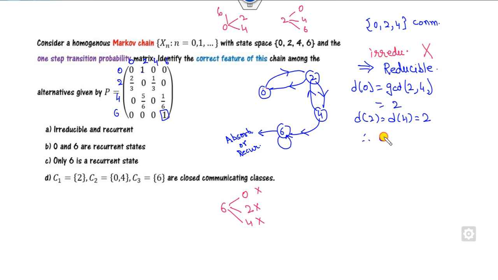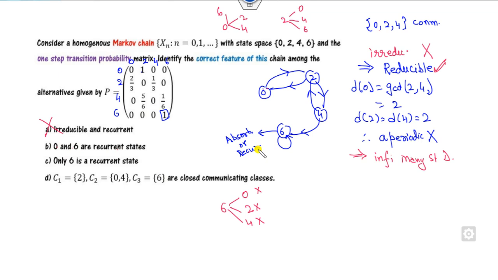So what is the meaning of that? Is it aperiodic? What is the period? It must be 1. So it is not aperiodic. Once it is irreducible, what is the meaning of that? It has infinitely many stationary distributions. So now look at that. It is irreducible, cancel. 0 and 6 are recurrent. But 6 is my recurrent.